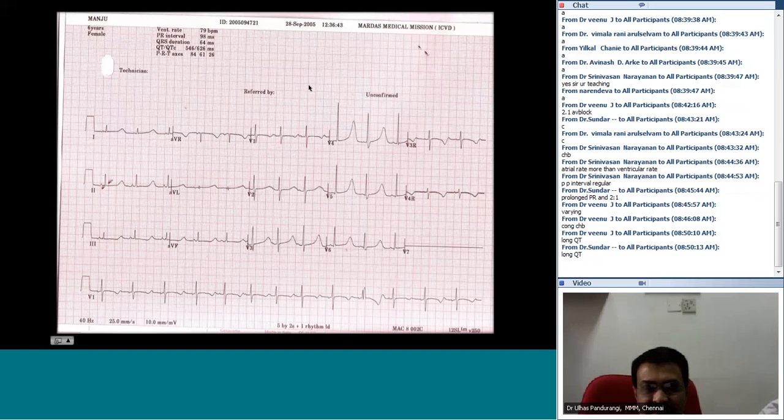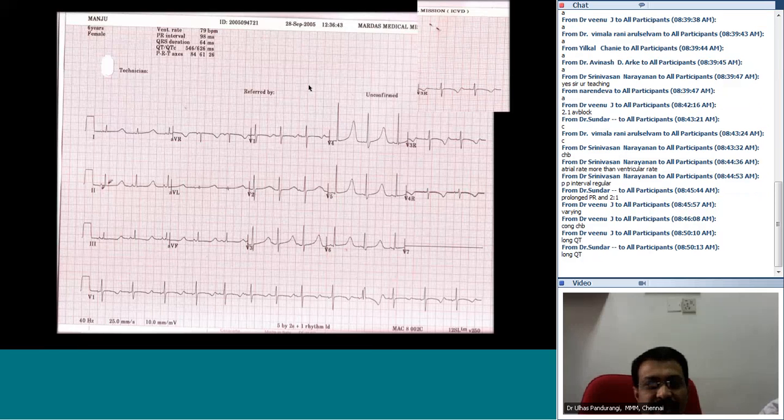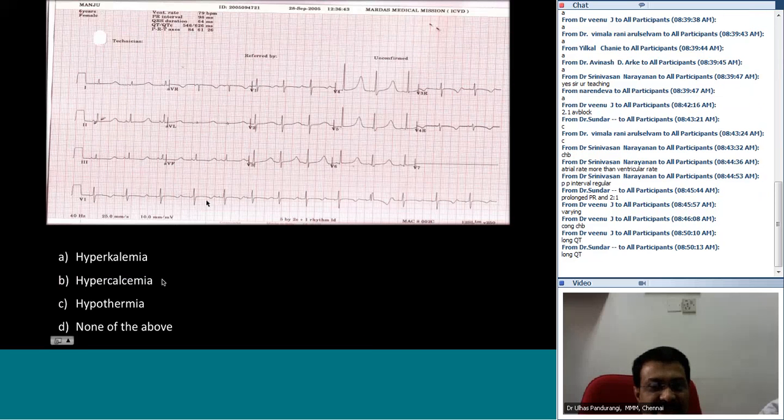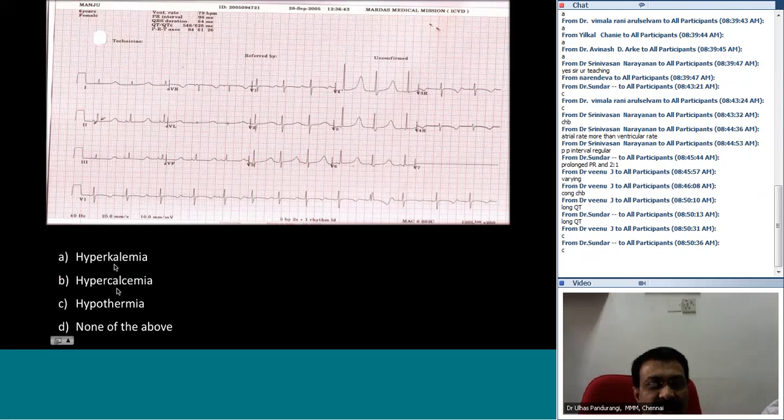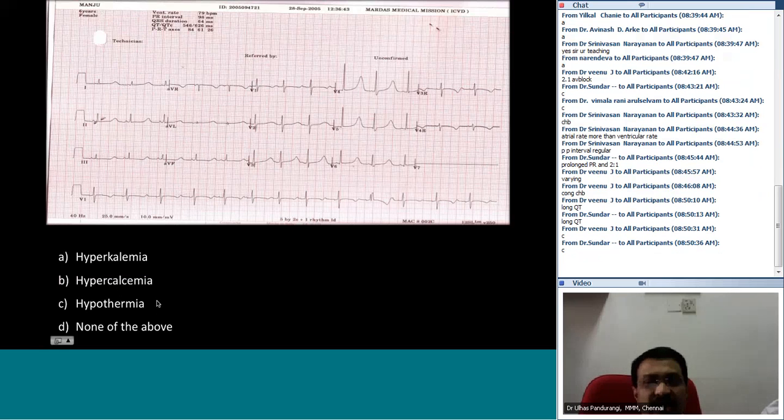Great. So the choices: if I put hyperkalemia, hypercalcemia, well, it's wrong, because hyperkalemia and hypercalcemia tend to actually cause ST segment shortening with predominant tall T waves. Hypothermia is Sundar's diagnosis. Sundar, tell me, what is one feature apart from the long QT you should have expected to be very classical of hypothermia?